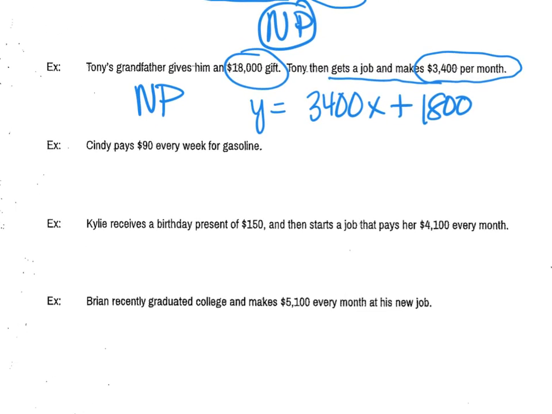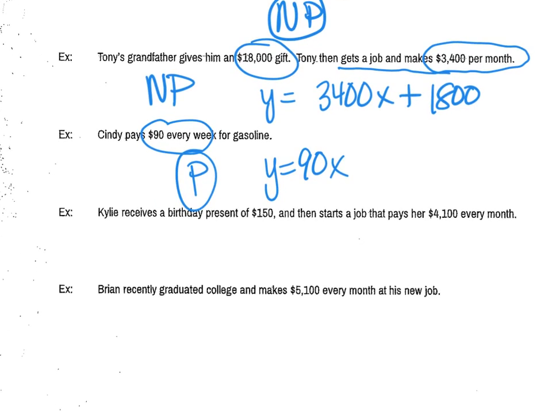Okay, what about Cindy pays $90 every week for gasoline? Proportional. She's not paying an initial amount up front. She's paying that every single week, so that makes it proportional. There's no extra.